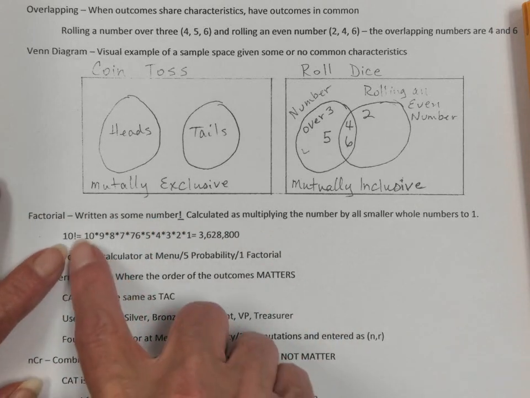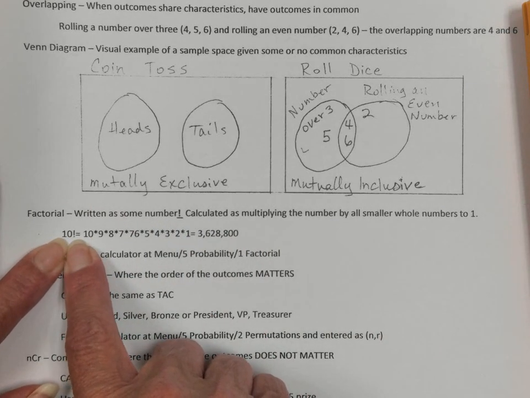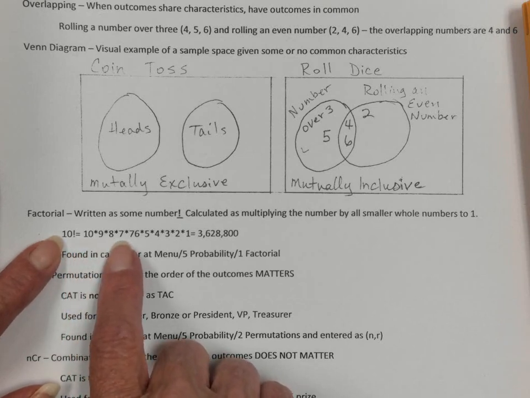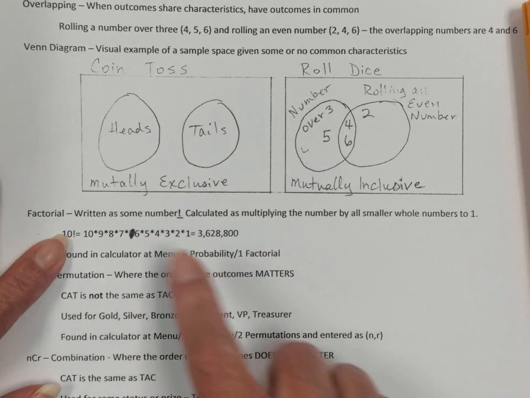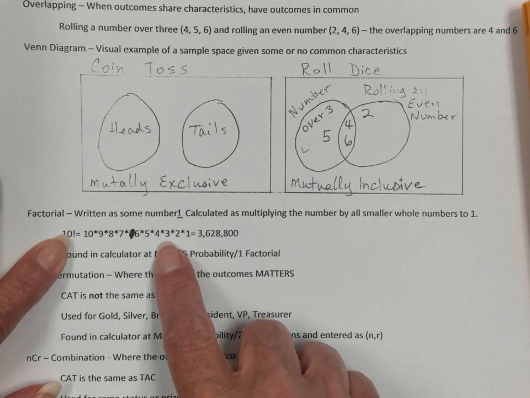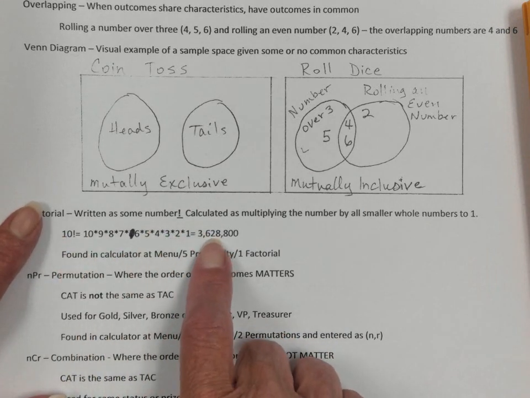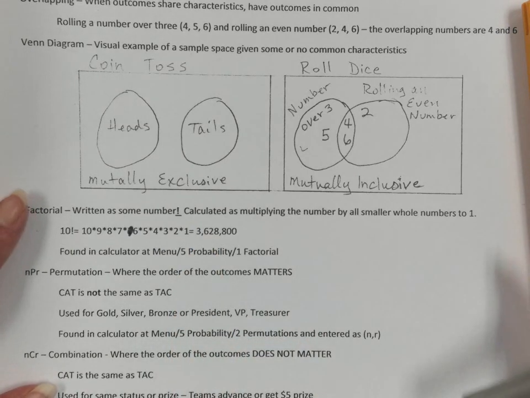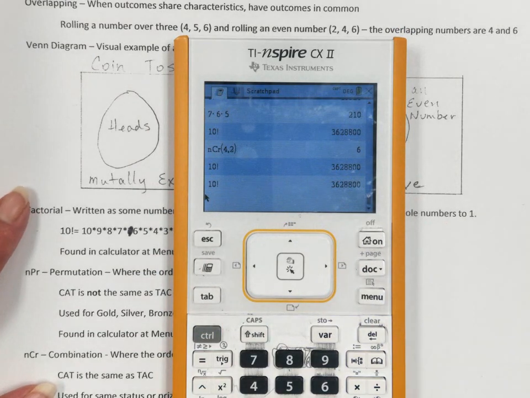Right? So 10 factorial, or 10 exclamation point, in actuality is telling me to take 10 times 9 times 8 times 7 times 6, got a little typo there, times 5, times 4, times 3, times 2, times 1. And when I put that into my calculator, I get 3,628,800. I'm going to show you how to do it on the school calculators.